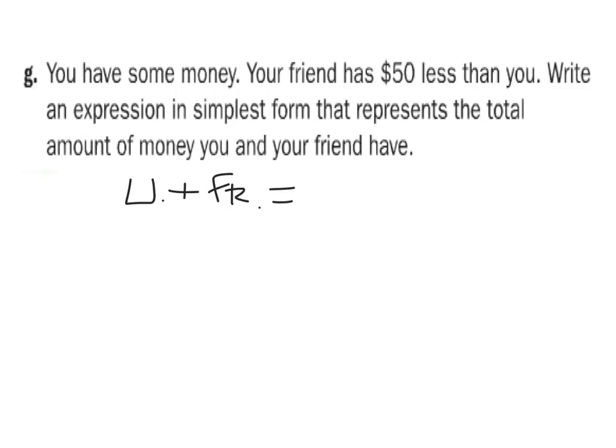Since this is just an expression, we don't really need that total there, the equals there. We know that your friend, in comparison to you though, has however much you have, but $50 less than that. And you have however much you have. And if we add those together, that would be an expression for how much money you and your friend have.